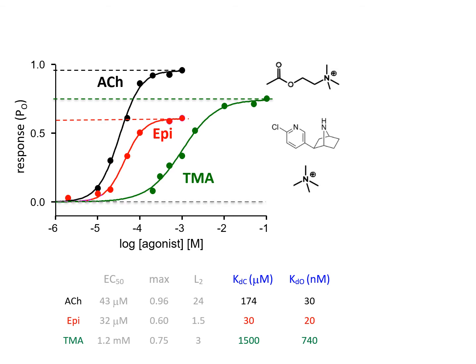So if you take log of 174 times 10 to the minus 6 molar divided by log of 30 times 10 to the minus 9th molar, and you calculate that ratio, and 1 minus that ratio, multiply it by 100% to turn it into a percentage, and we get the following numbers. Acetylcholine is 50% efficient and more efficient than epibatidine. So only 42% of epibatidine's binding energy goes towards gating, whereas fully half of acetylcholine's binding energy goes towards gating.